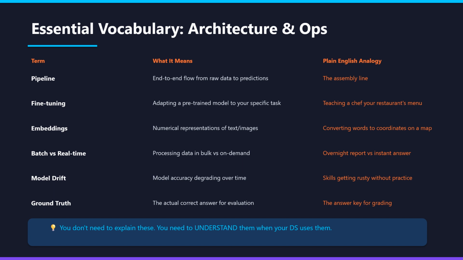So that's your 20 terms. You don't need to use them all in the conversation, but when your data scientist says we are seeing overfitting on a validation set, or precision is high but recall is suffering, you will know exactly what they mean.